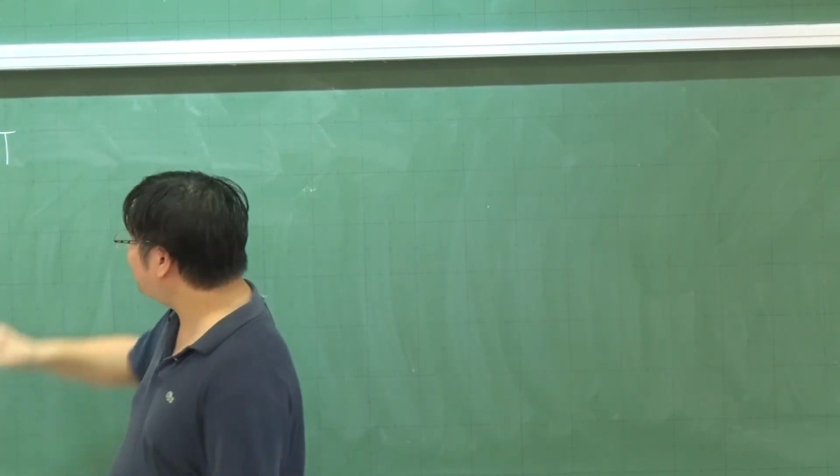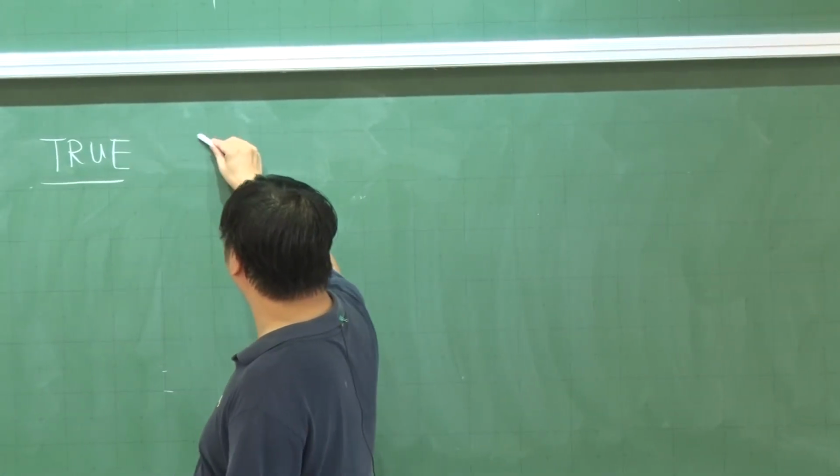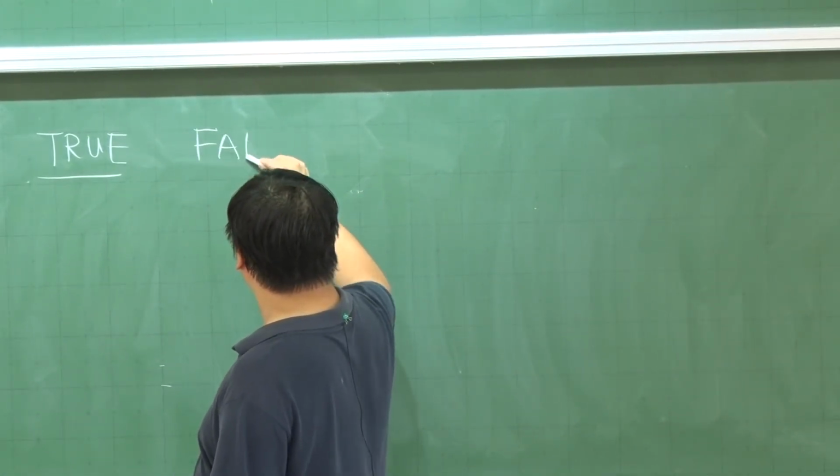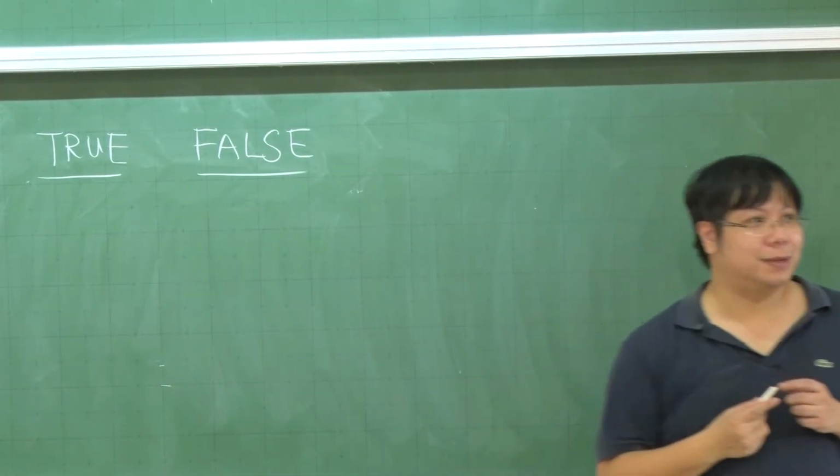Now, let's get back to the true and false type people here. So there are 2 types of people. One is true type, and one is false type.